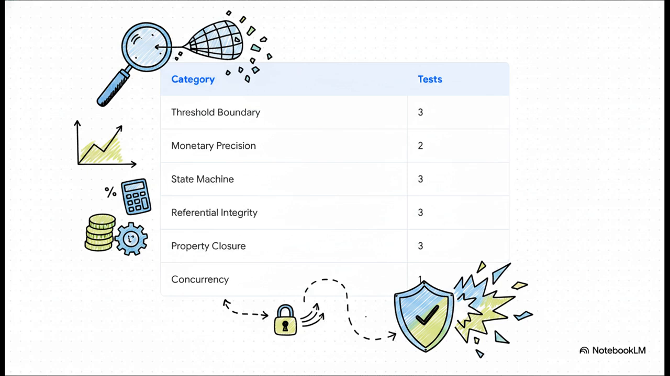And these aren't just random guesses. From threshold boundaries to monetary precision and from referential integrity to concurrency, every single category is meticulously designed to exploit a specific vulnerability in financial logic. They're engineered to catch a devious bug way before it ever has a chance to quietly ruin a production dashboard. We're going to walk through the most fascinating examples from these categories right now.